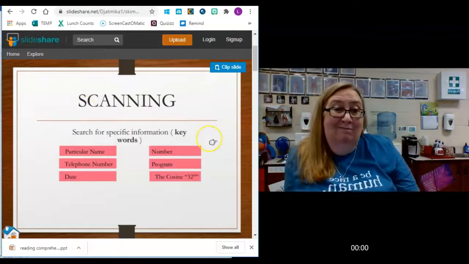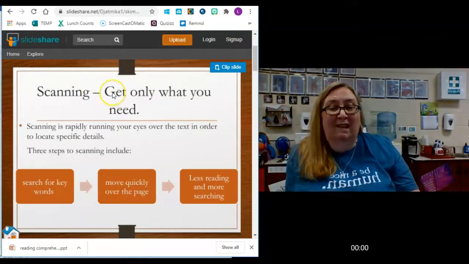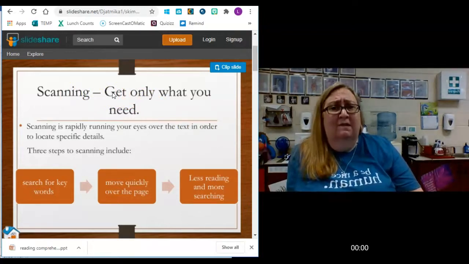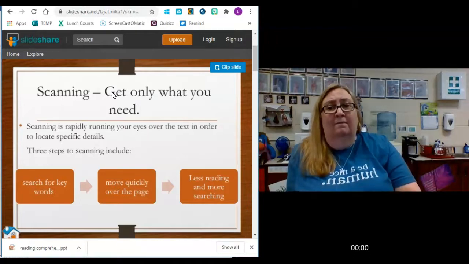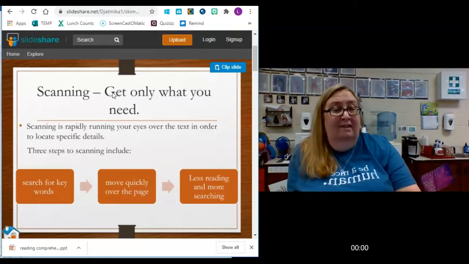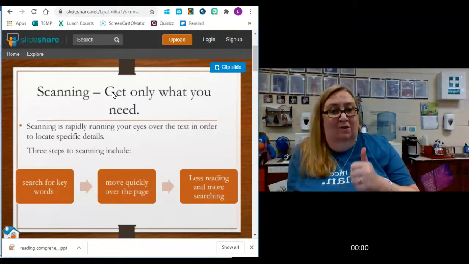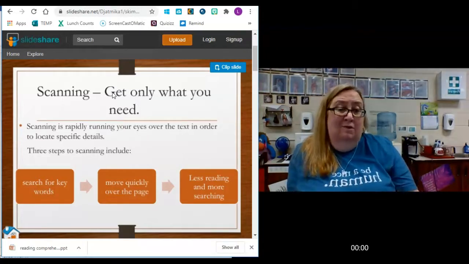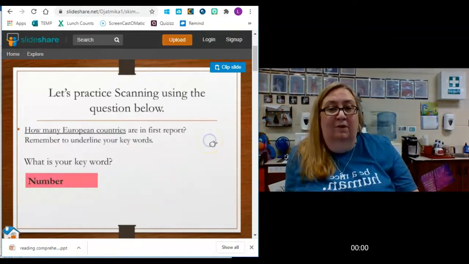Are you really reading? No, you're looking for certain things. When you're scanning, you're not looking for a main idea. You're not looking for the gist of the article. You're looking for something specific. You're looking for only what you need and want to get out of that article. Scanning means rapidly running your eyes over the text in order to find that specific detail. There are 3 basic steps to scanning. You search for the keywords, you move quickly through the text, you do less reading and more searching. You're just looking for that one thing that you're searching for.